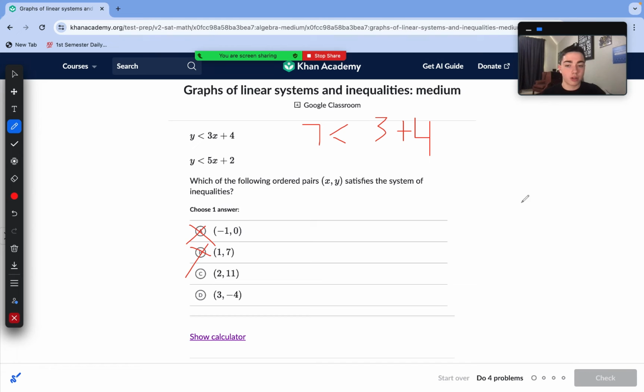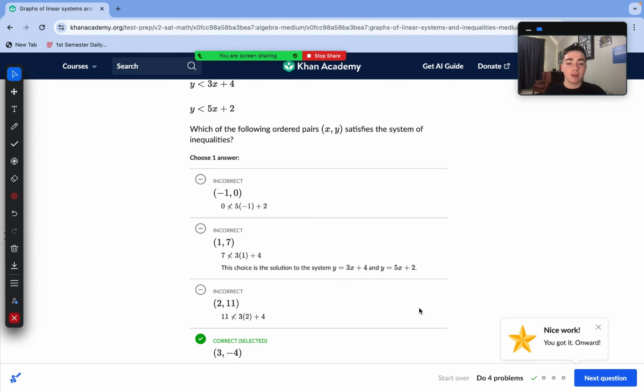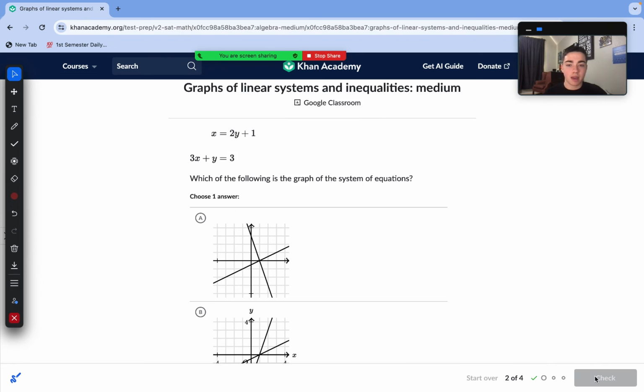Let's substitute it into our first equation. 11 gets replaced with our y, and then our x gets replaced with 2, so that's 6 plus 4. 6 plus 4 is less than 11, not the other way around, meaning answer choice C is also incorrect. Answer choice D, since we've definitively proved the other three answer choices as incorrect, by elimination, we can prove answer choice D as being correct.